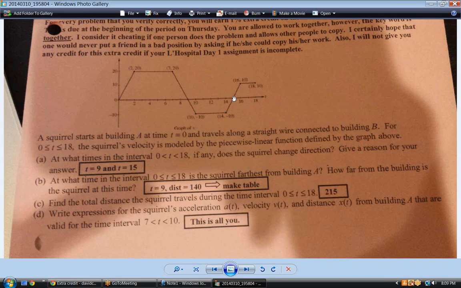And then the final, 140 plus 50 is 190. The final 25 is in this direction, back to the right. And that, again, is a trapezoid of average base. Let's see, it goes from 15 to 18, so that's 3 and 2. The average base is 2.5 times 10. There's your 25 added to the 190 gives us 215.